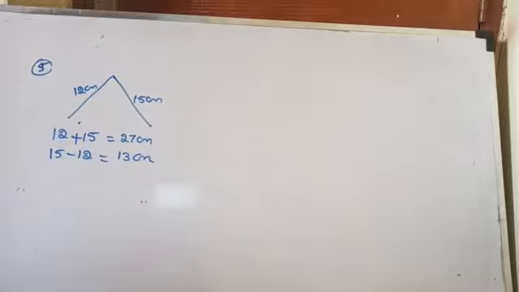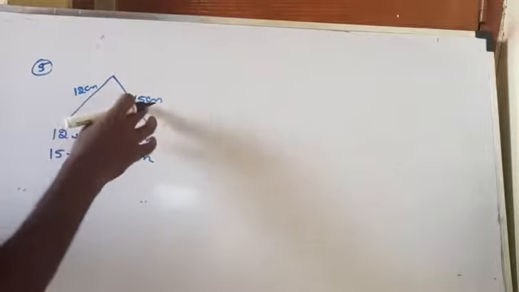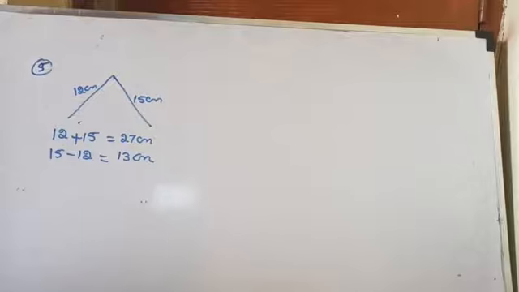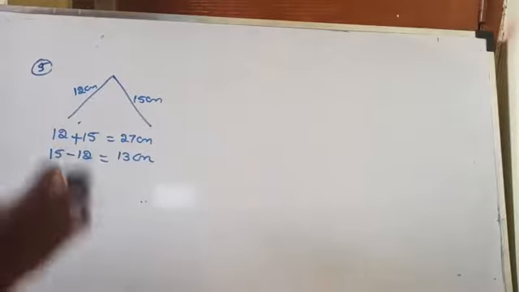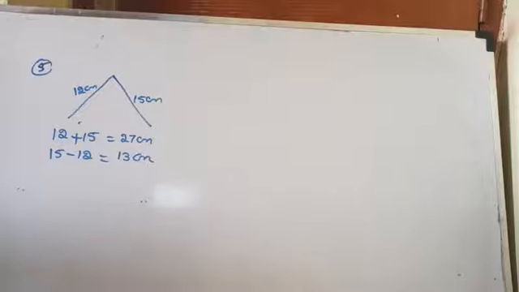Are you getting it? Just find the difference. 12 plus 15 is 27. So when we are adding, 12 plus 15 is 27, and the third side should be less than 27. Am I right? Then only it will satisfy the property: the sum of any two sides of a triangle is always greater than the third side.